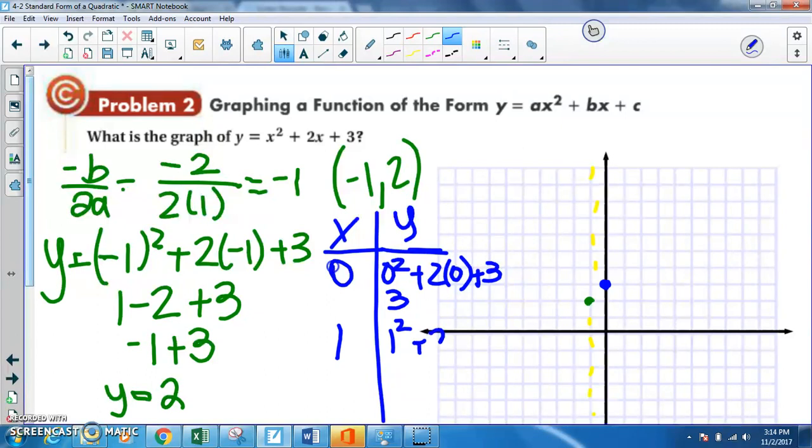1 squared plus 2 times 1 plus 3. 1 squared is 1, plus 2, plus 3 is 6. Reflect and connect.